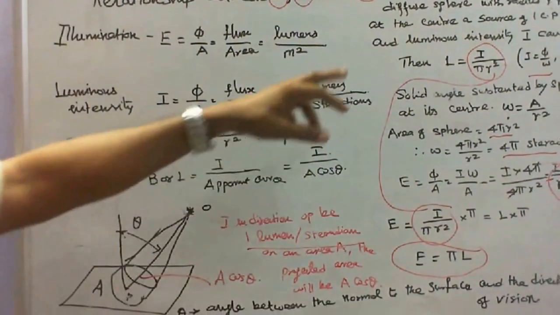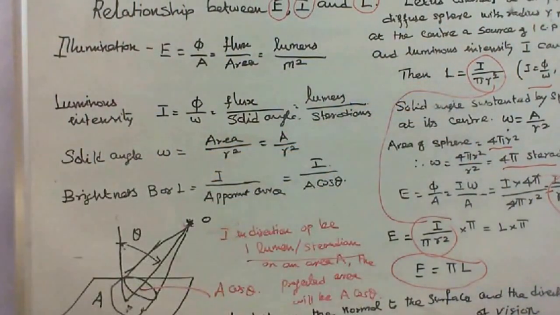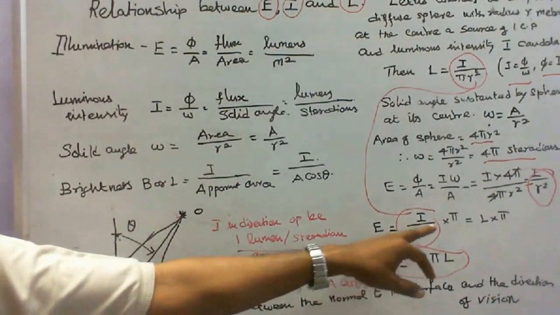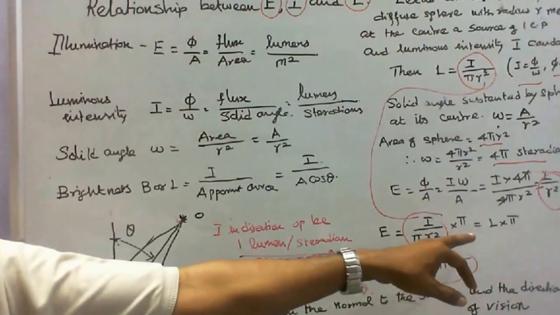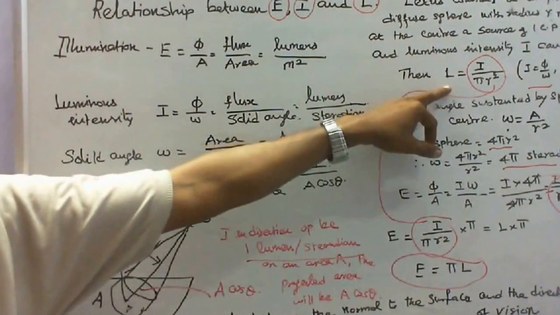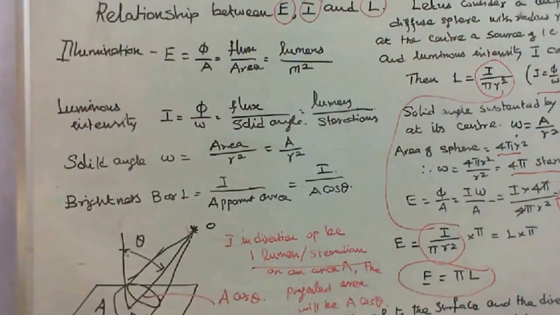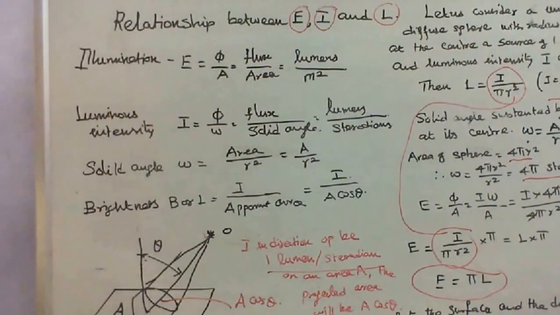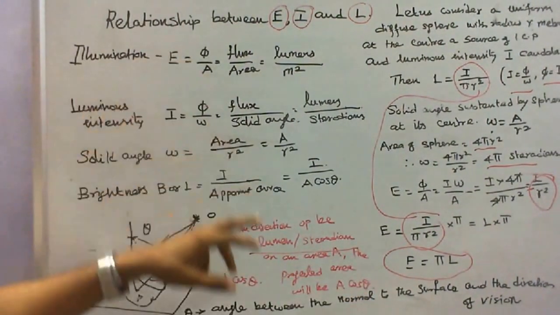Here I found for this case the brightness L is equal to I by pi r square. Here E is equal to I, multiply and divide by pi, I by pi r square into pi is equal to L into pi. Here I by pi r square is equal to L for this case. Therefore E is equal to pi into L. The relationship between E, I and L is that illumination is equal to pi times brightness L.